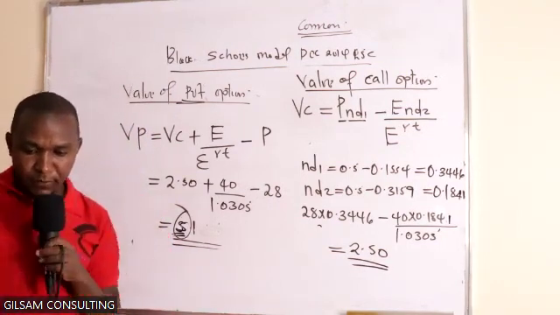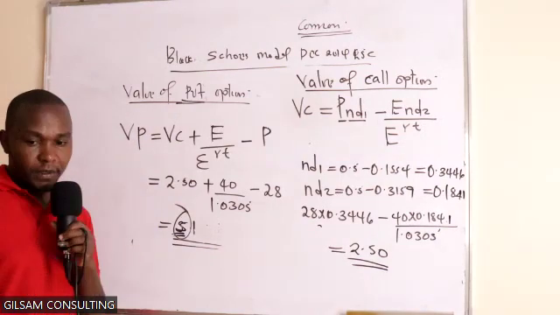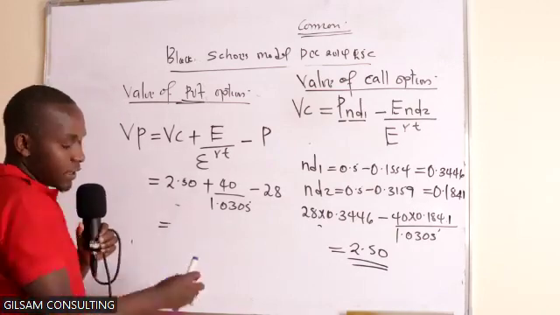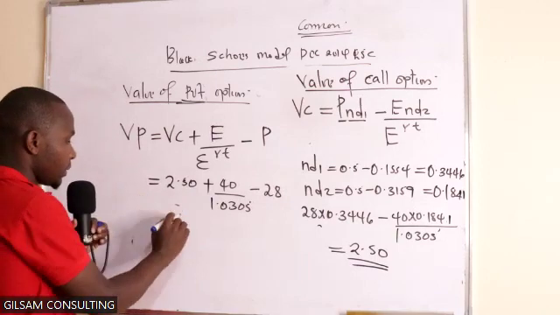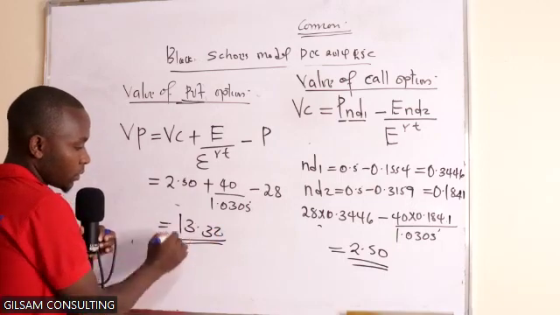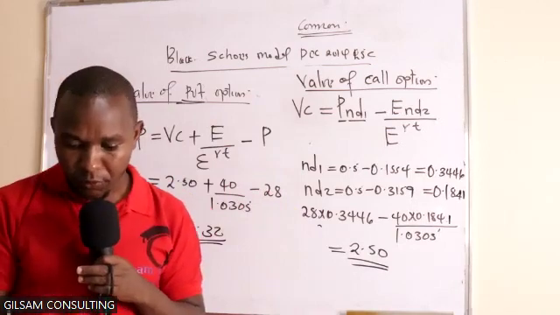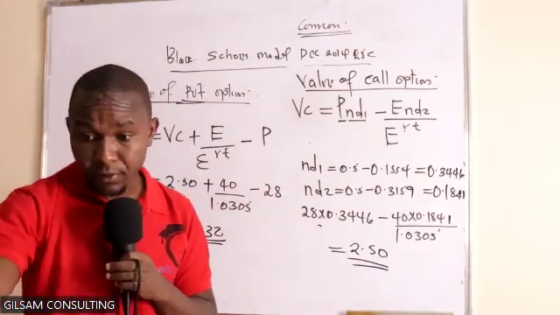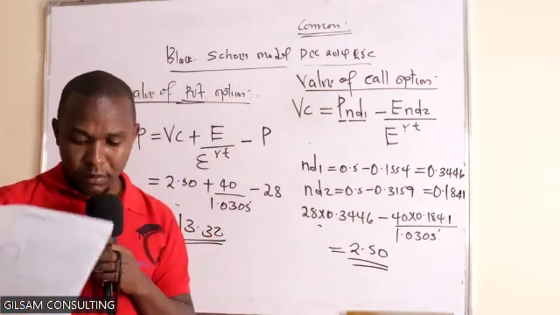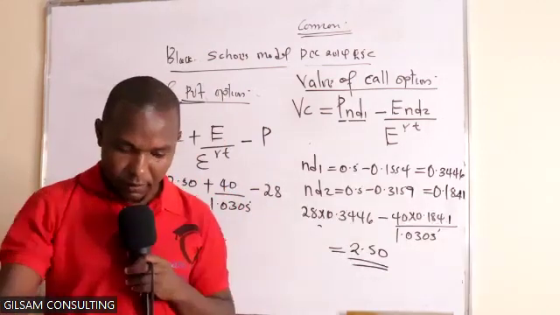When you use the wrong values, no? Yeah, it's supposed to be 13.32. Yes. So that is the value of a call option. That is the value of the call option and the put option. There is another question, I think.